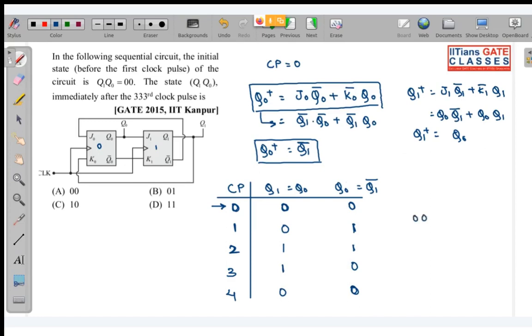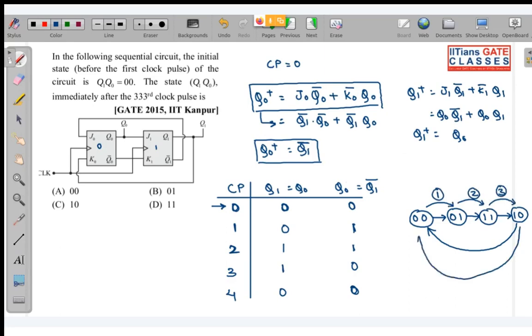So you started from 0, 0, then you went to 0, 1, then you went to 1, 1, from 1, 1 you went to 1, 0, and again back to 0, 0. So this was at your first clock pulse, this was at your second clock pulse, this was at your third clock pulse, and this was at your fourth clock pulse. So here you can see basically this counter is repeating at 4 clock pulses.